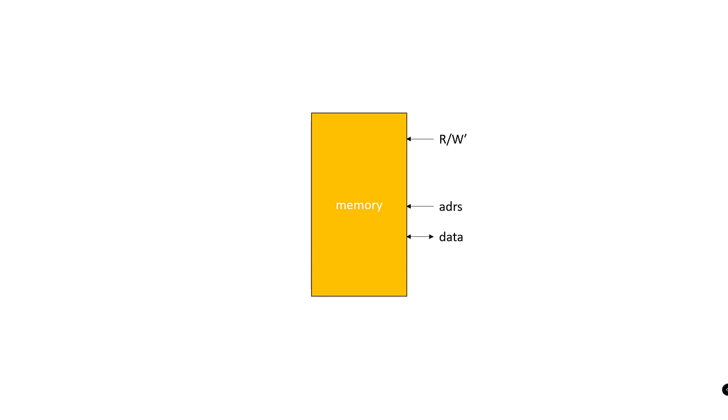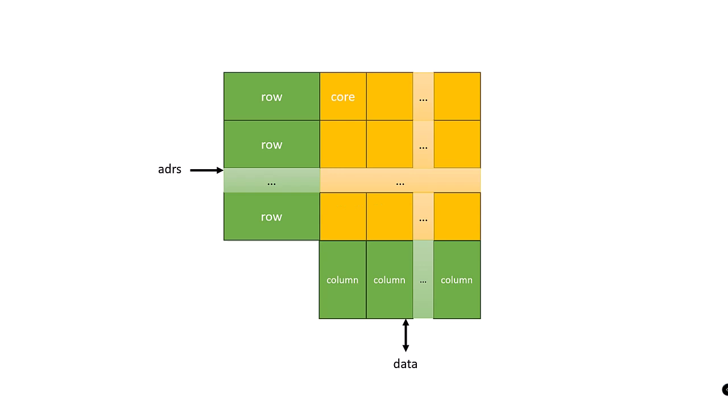An access can be a read or a write. The R/W bar signal controls the direction of the access, read or write. An address specifies the location to be accessed. Data is provided in the case of a write and produced in the case of a read. Memories typically use bidirectional connections for data.